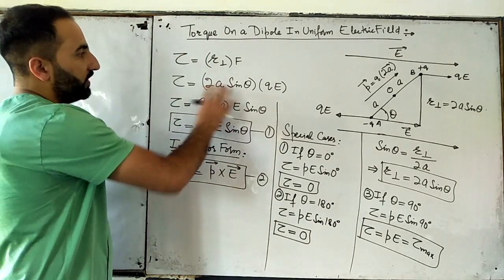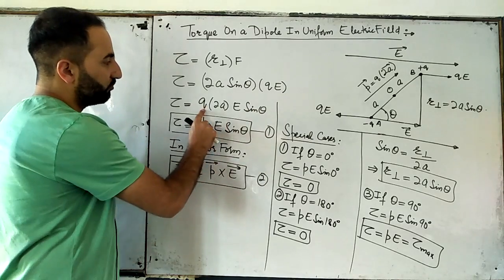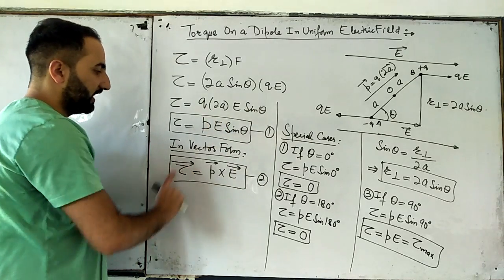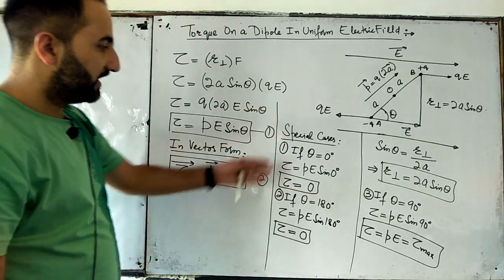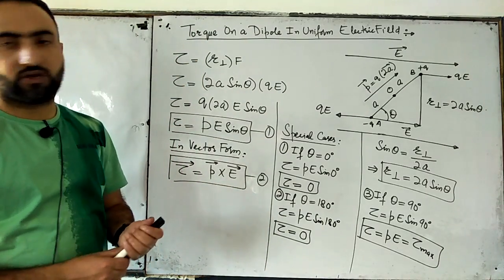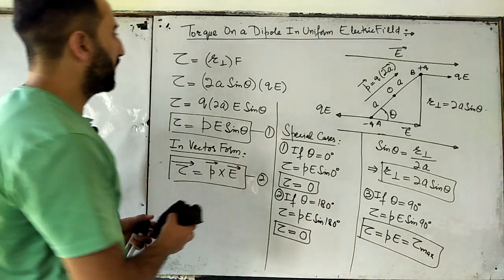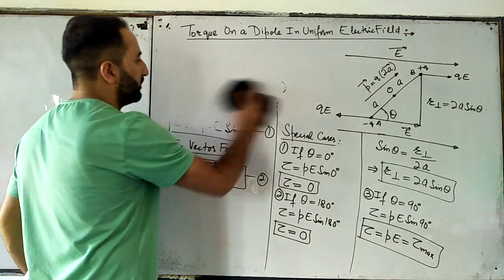Then substitute here: Q multiplied by 2a multiplied by E into sin theta. This Q into 2a is P, so torque is PE sin theta, and the vector form is simply like this. Then these are the special cases we have discussed. Fine. Now next is the potential energy. Let me write down the potential quickly.